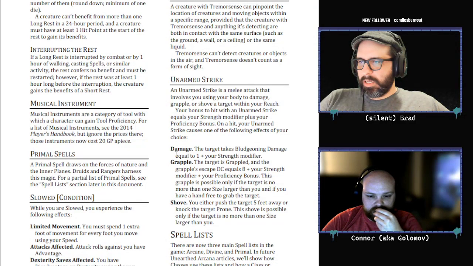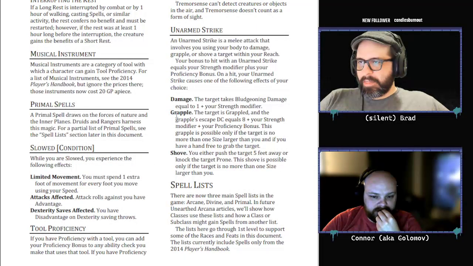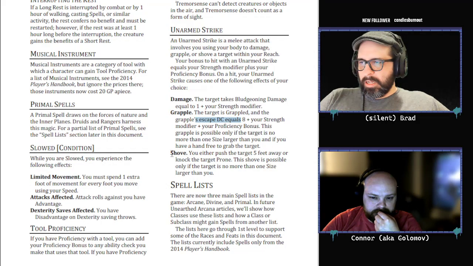When you hit with an unarmed strike, you deal your damage. You can then either grapple, escape DC, there it is, 8 plus Strength plus proficiency. Only possible if the target is no more than 1 size larger than you and you have a hand free to grab. Or you can instead shove, pushing the target 5 feet away, only possible if they're no more than 1 size larger.